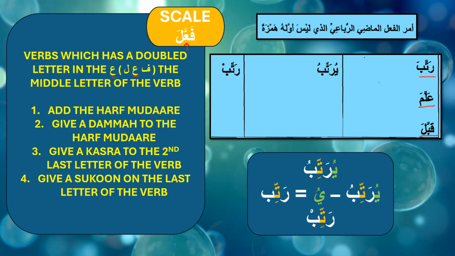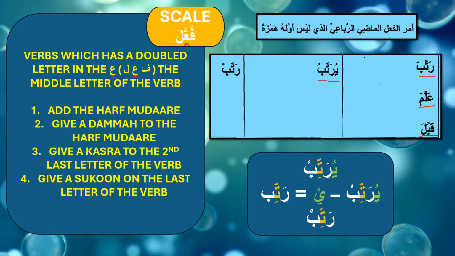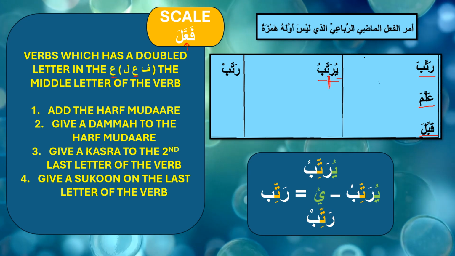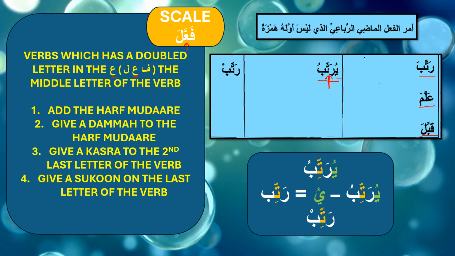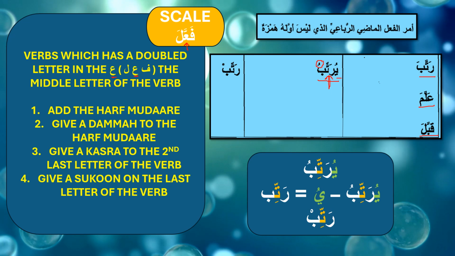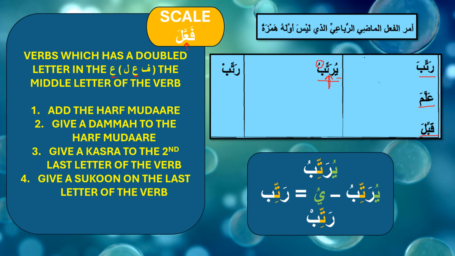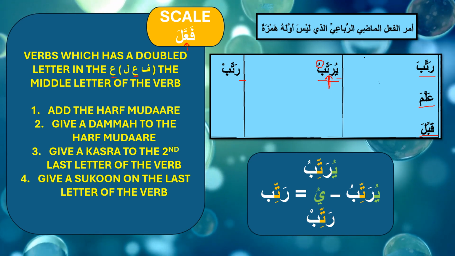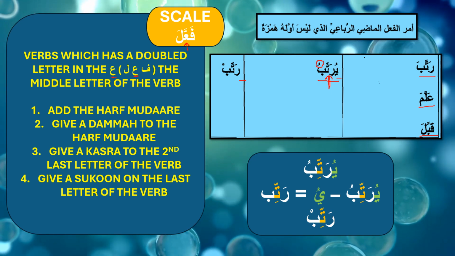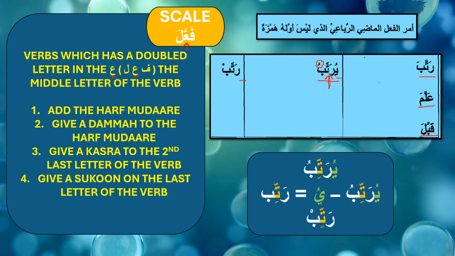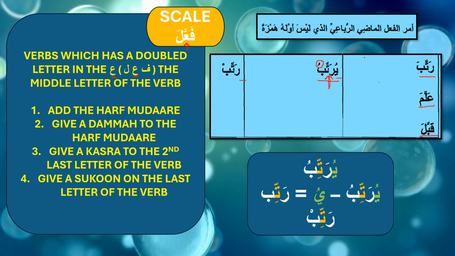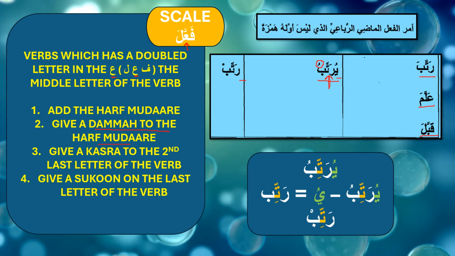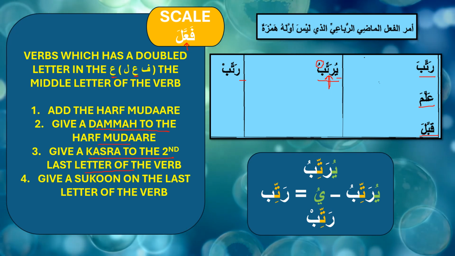So here also in this structure, the moment you make it into present tense, giving a dhamma to the harf mudare, and the second last letter will have a kasra and giving a dhamma on the last letter. And in the last step, in order to make it into command, you need to delete the harf mudare and the structure remains the same. The only thing is that you need to give a sukoon on the last letter. So the main step here is giving a dhamma to the harf mudare and a kasra to the second last letter of the verb.